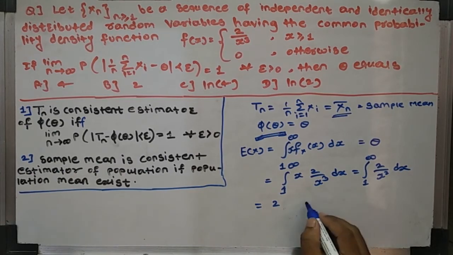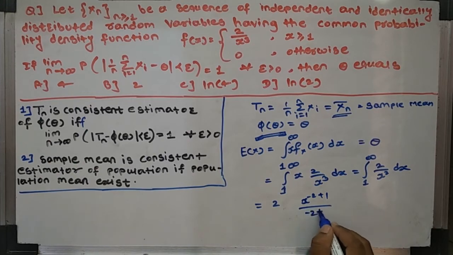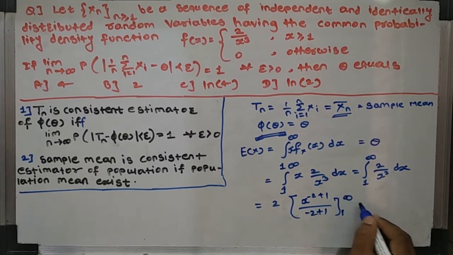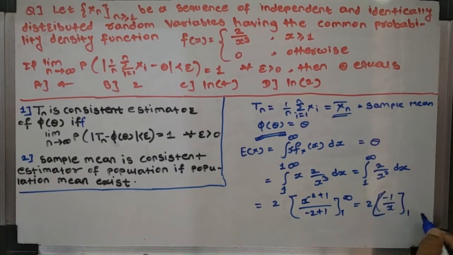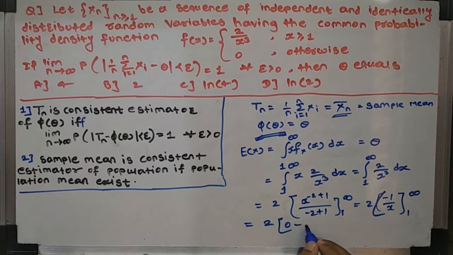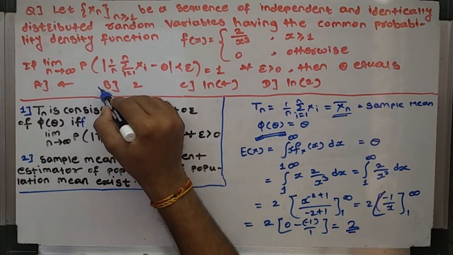So which is equal to 2 into x raised to minus 2 plus 1 upon minus 2 plus 1, from 1 to infinity. So which is equal to 2 into minus 1 upon x, where x ranges from 1 to infinity. That is 2 into (1 upon infinity, which is 0, minus (minus 1 by 1)), so which is equal to 2. So answer B is true.